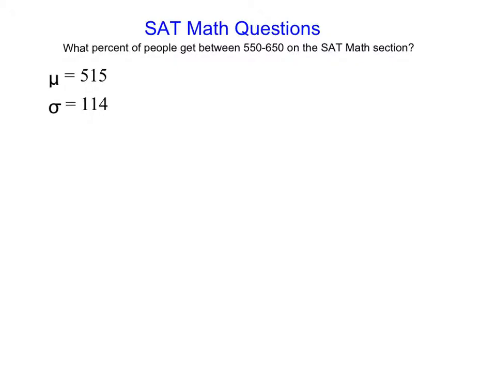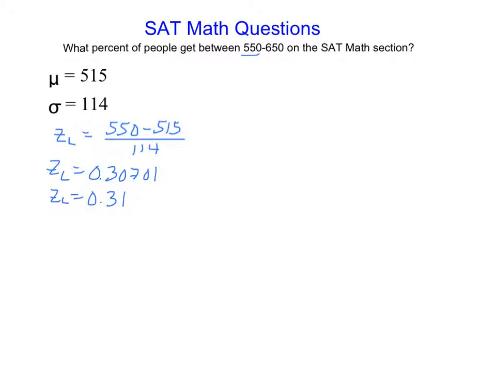So first I'm going to need to figure out the z-score for that lower end of 550. Remember to start by doing the x value minus the mean, all over the standard deviation, not the mean minus the x. So we'll get our z-score. Here I'm getting 0.30701. You want to round these to 2 decimal places, so 0.31 for this one.